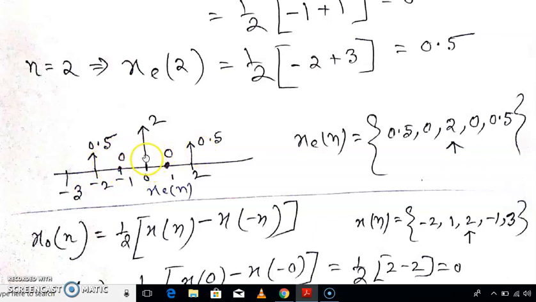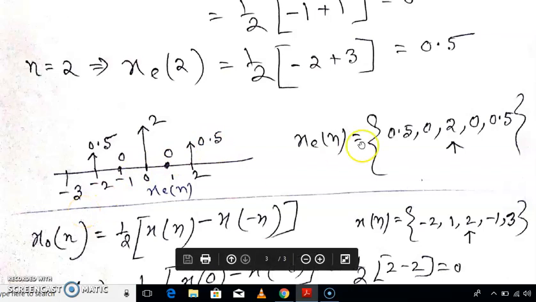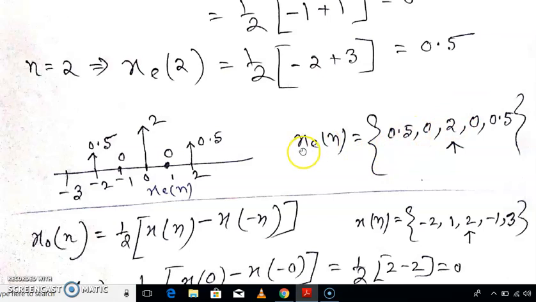For an odd signal, if you find one side, you again get the other side, but the value will have the opposite sign. That means 0 is 0, but here 0.5 will be minus 0.5 for the odd signal. So the final even part xe[n] is 0.5, 0, 2, 0, 0.5, and the arrow is under 2 because it is xe[0].